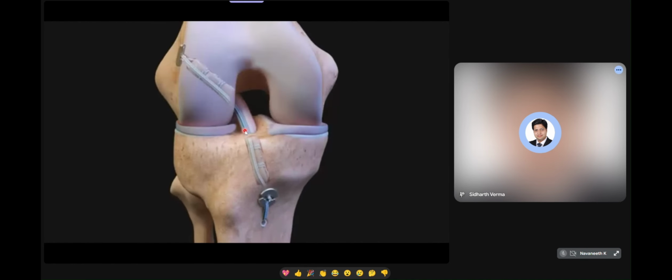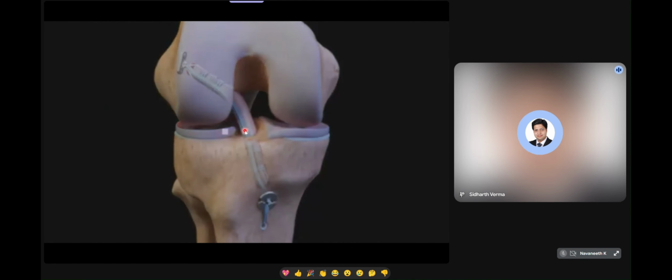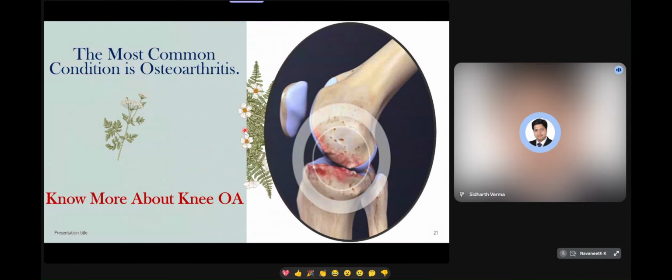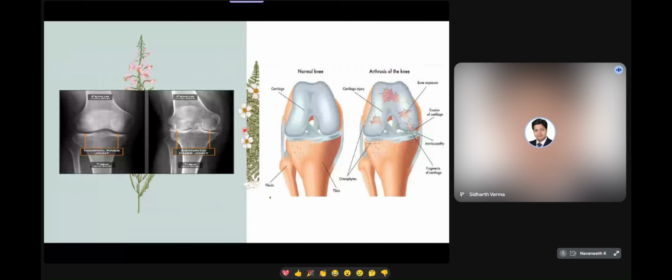So I'm not a surgeon, but just to make you understand how these issues can be fixed, and in this case it has been artificially created. Okay, so the most common condition is osteoarthritis, which will affect all of us actually, but some of us will have pain, most of us will not have pain, or many of us will not have pain. But I will say all of us will have pain in the knee at some point of our lives. So it's very important to understand about this pain.